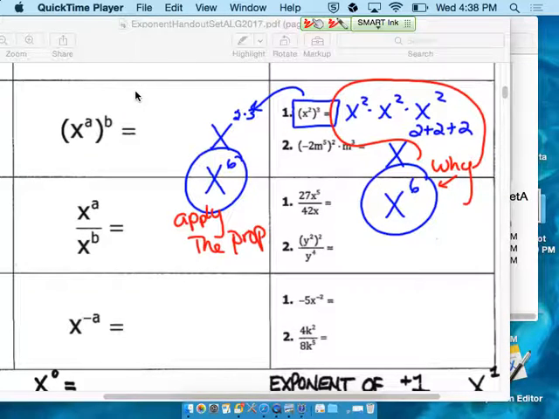But it's always nice to know why something works. So here you're applying the property. The reason you're allowed to apply the property is because of what I've written in the expansion. Let's look at the second example.